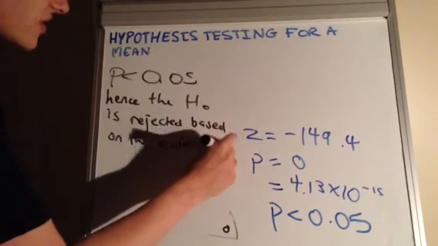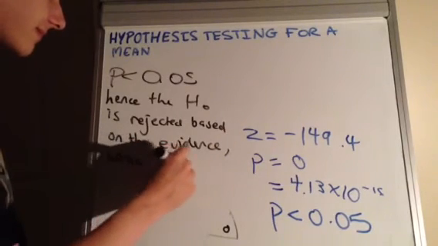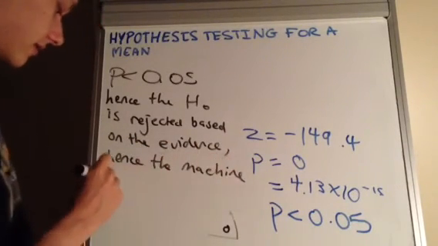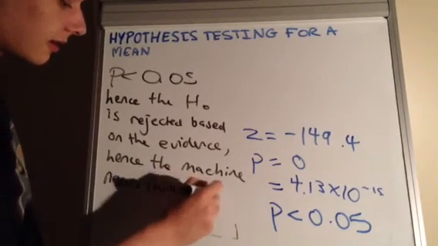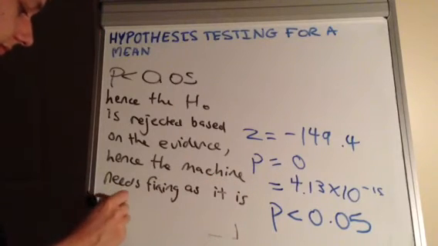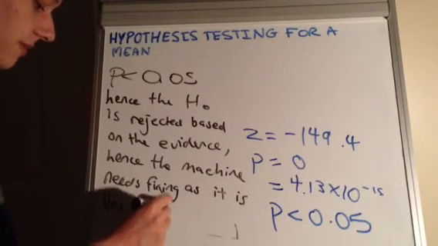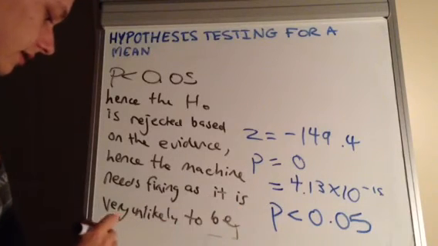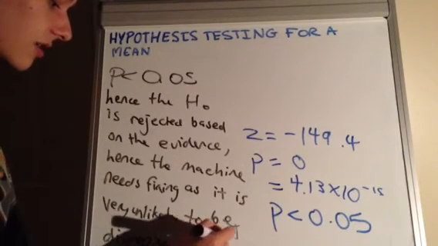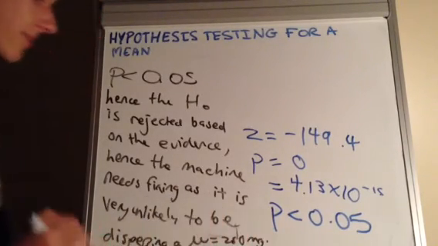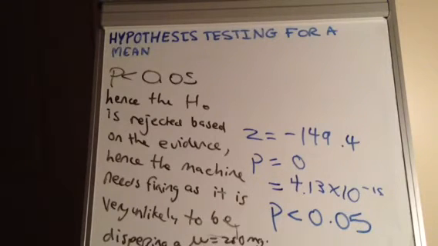Hence, in context, the machine needs fixing, as it is very unlikely to be dispersing a population mean of 250 milligrams. As you can see there, it's very, very unlikely. So from that, we've done a hypothesis test, and we saw that the claim isn't correct. The machine is not functioning correctly, and hence it needs to be recalibrated.